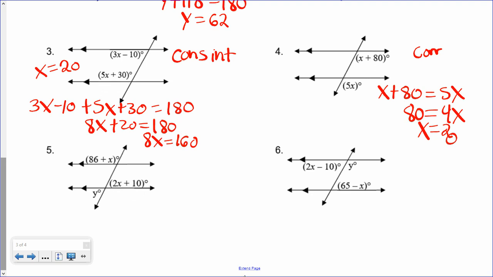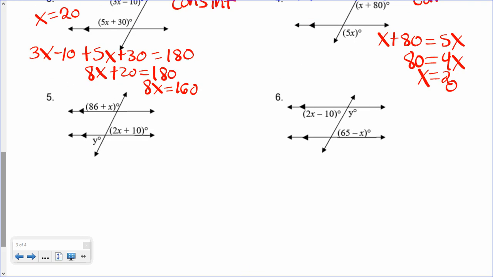Alright, for number 5, there are 2 variables. I have a very important question. Which variable should I solve for first? X. Why? I'm looking for a much more broad answer of why we should solve for x first. How many x's are there? 2. How many y's are there? 1. How many angles do you need to create a relationship? 2. So you're forced to use the x first, because you want to solve for the variable that you see the most of. So because I see 2 x's, I'm going to solve for x.